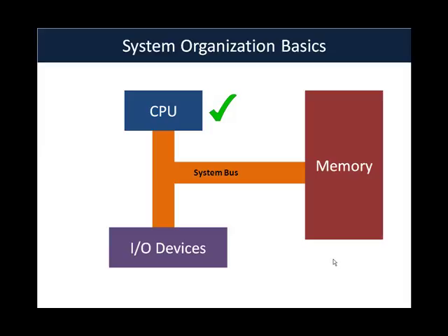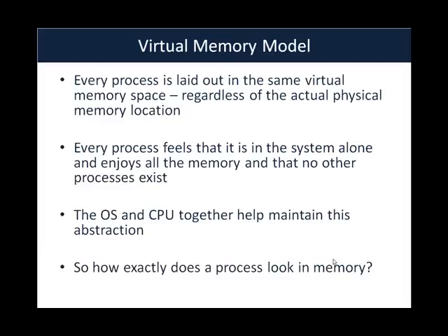Okay, so we've covered the CPU in enough detail so that we can begin programming. Now let's look at memory. The first thing one needs to understand is the virtual memory model. What is the virtual memory model? Whenever any program is executed, it is overlaid as a process in memory. The way it is laid out is that every process gets laid out in the same virtual memory space, regardless of the actual physical location of that process.